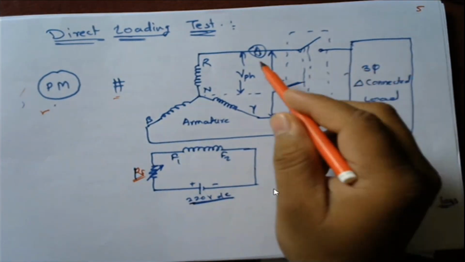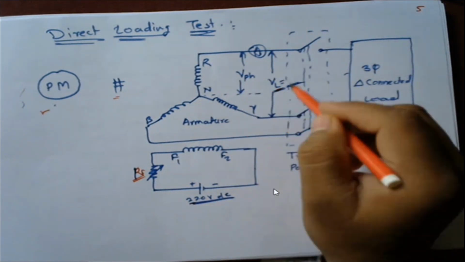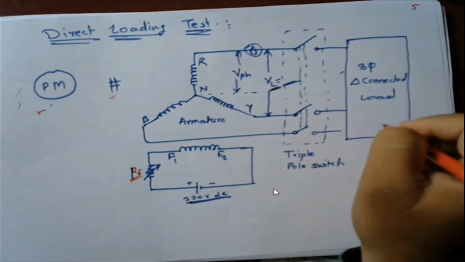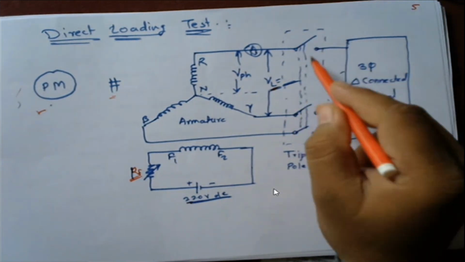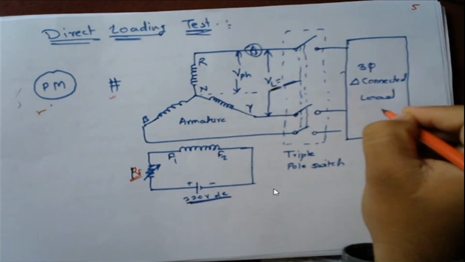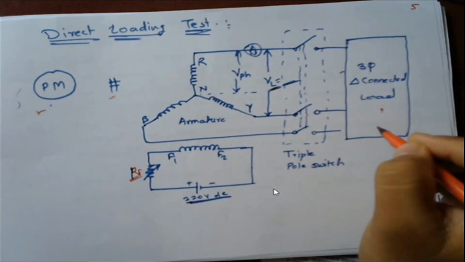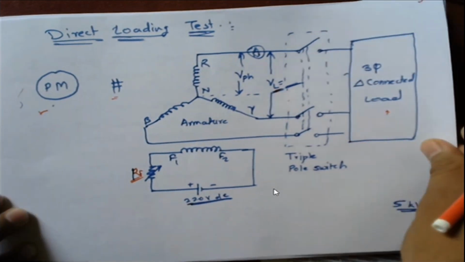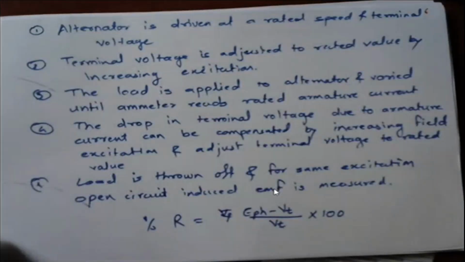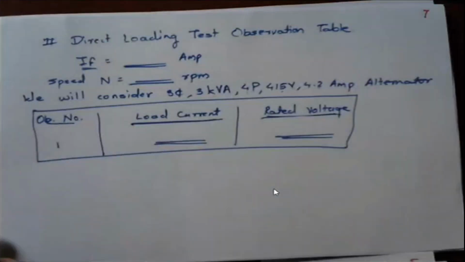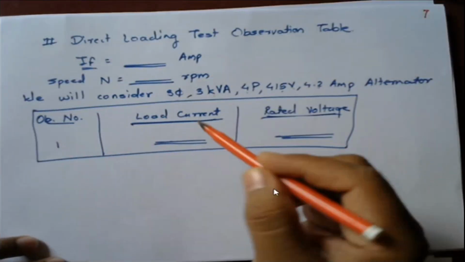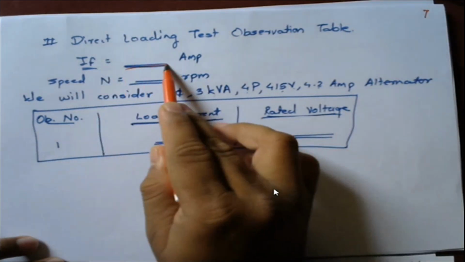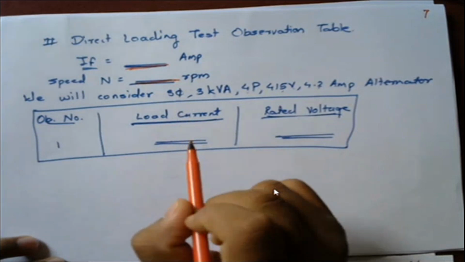Once rated voltage appears across these two terminals, I will connect the load. But initially, all the load is switched off. So I have connected the load and gradually I am going to increase the load, and one by one I have to note down the readings. Which readings do I have to take? I will mention the observation number, load current and rated voltage, provided the field current and speed are constant.